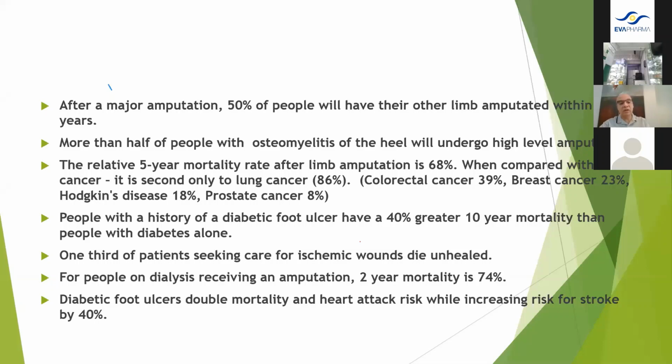People with a history of diabetic foot ulcer have 48% greater 10-year mortality than people with diabetes alone. One third of patients seeking care for ischemic wounds die unhealed. For people on dialysis receiving an amputation, 2-year mortality is 74%. It's very high. Diabetic foot ulcers double mortality and heart attack risk while increasing the risk for stroke by 40%.